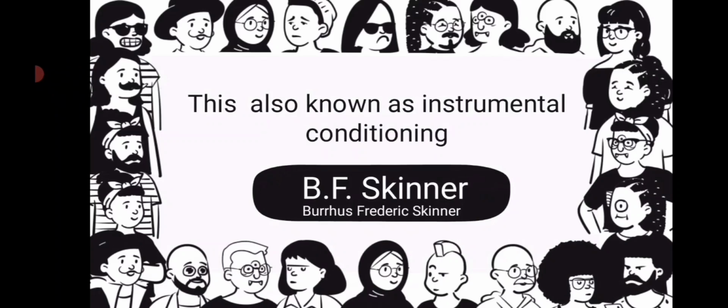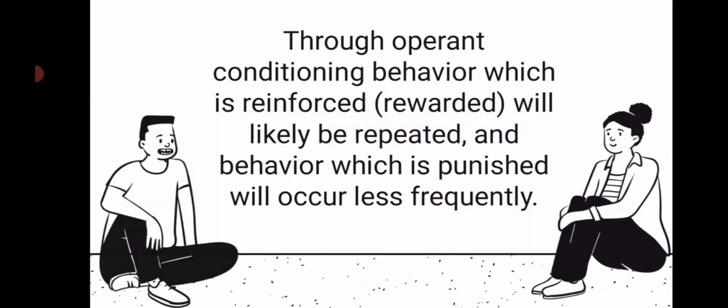This is known as instrumental conditioning. It is a method of learning normally attributed to Boris Frederick Skinner, or simply known as B.F. Skinner, where the consequences of a response determine the probability of it being repeated. Through operant conditioning, behavior which is reinforced or rewarded will likely be repeated, and behavior which is punished will occur less frequently.